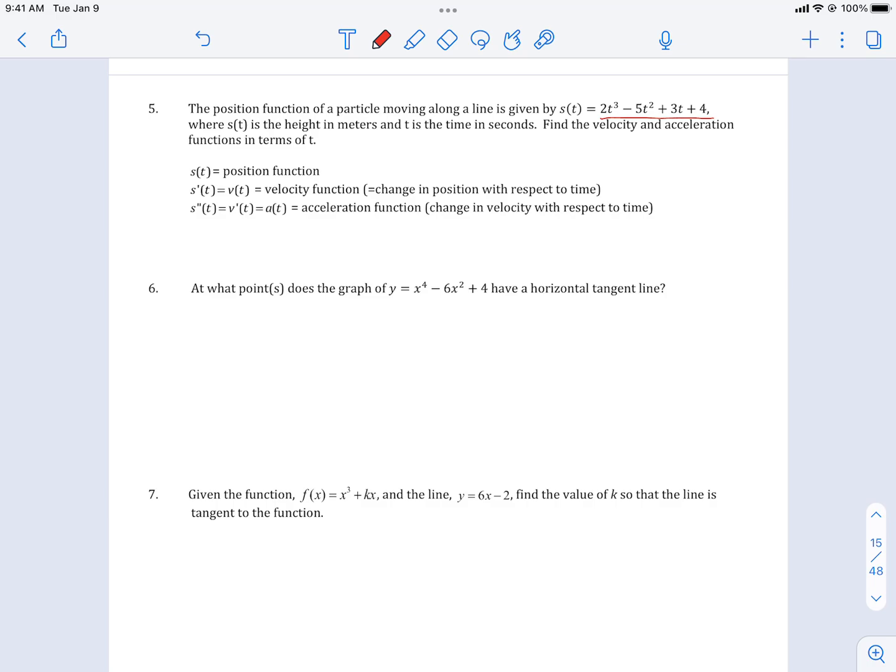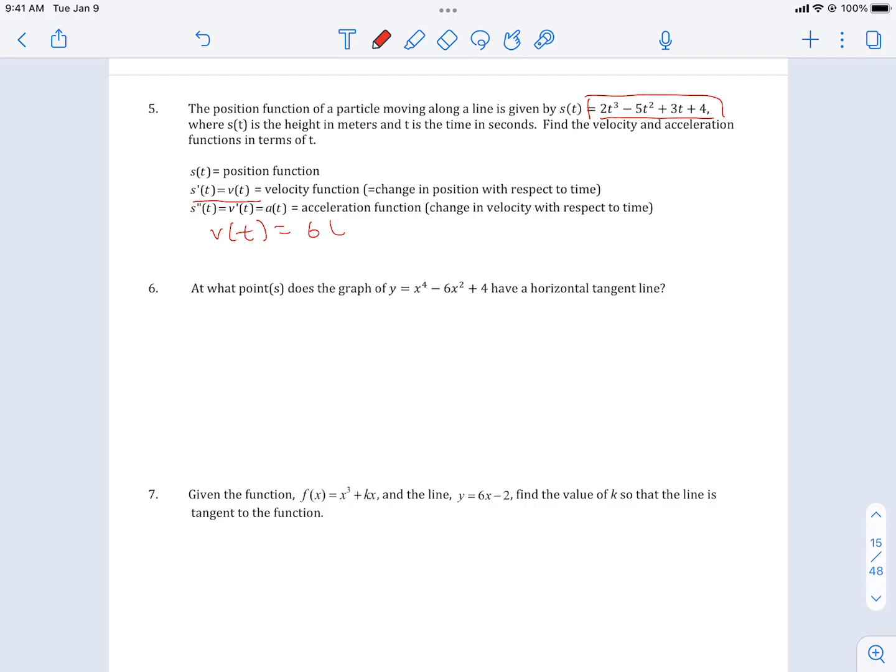Okay, we've got a position function that's given by 2t cubed minus 5t squared plus 3t plus 4. It's given in meters and seconds, and we want to find the velocity and acceleration function. If you remember, we already learned that the derivative of the position function is velocity. So to find the velocity function, we're just going to go ahead and take this derivative using the power rule.